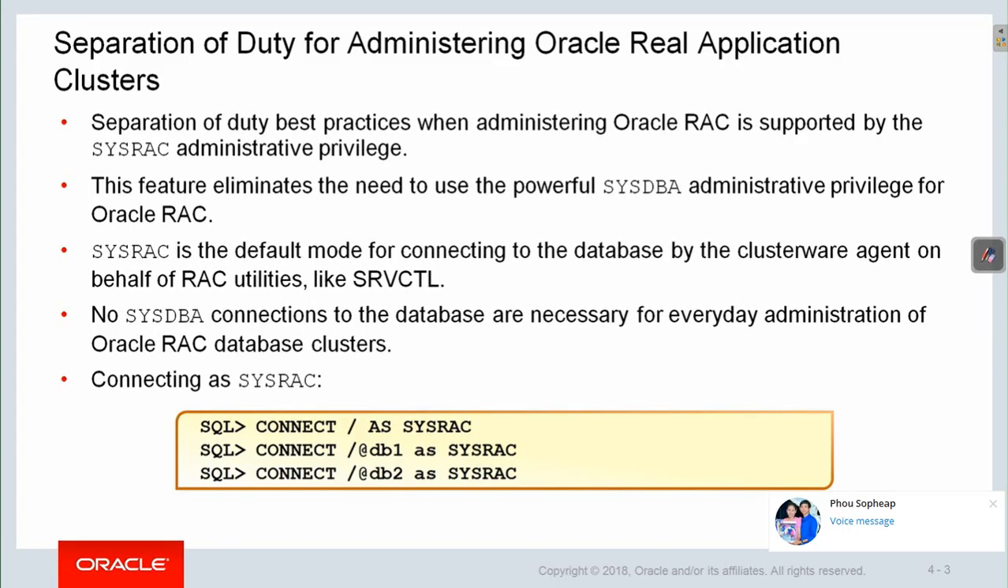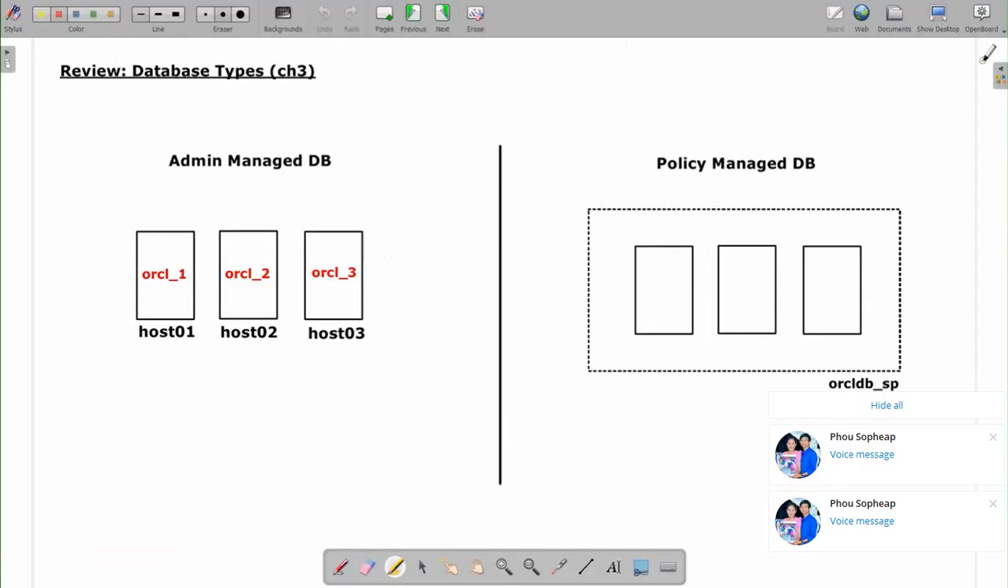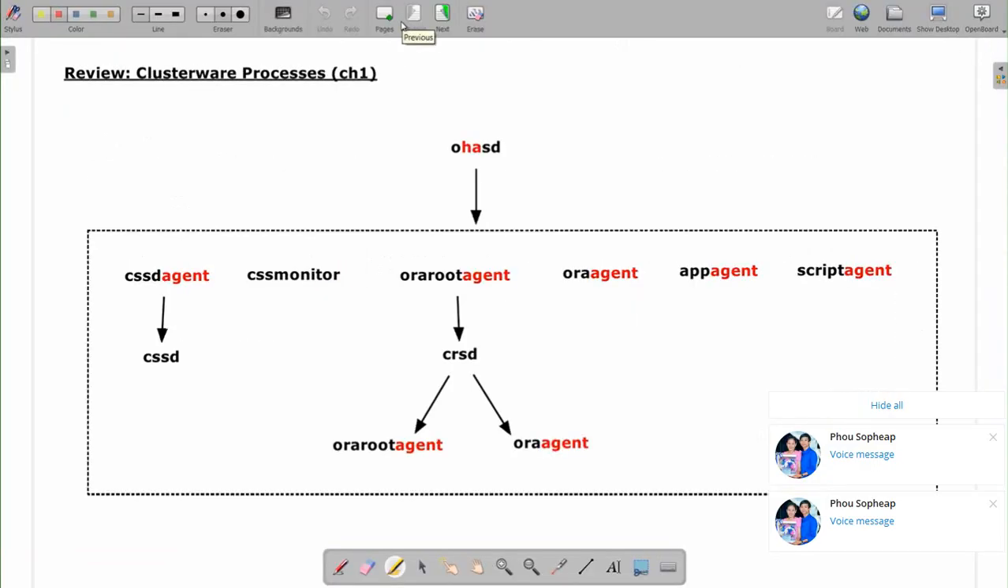And at the end, we have a way to connect to an Oracle database instance as SYSRAC. But this is not the main goal of SYSRAC. The main goal of SYSRAC is the third bullet: SYSRAC is the default mode for connecting to the database by the Clusterware agent on behalf of RAC utilities. Wait a minute. What is a Clusterware agent? Okay, we had a discussion on this, so let's take a look at this.